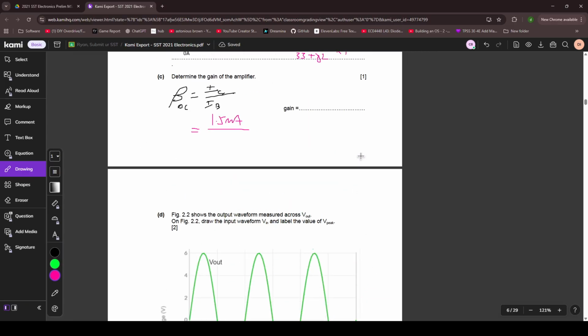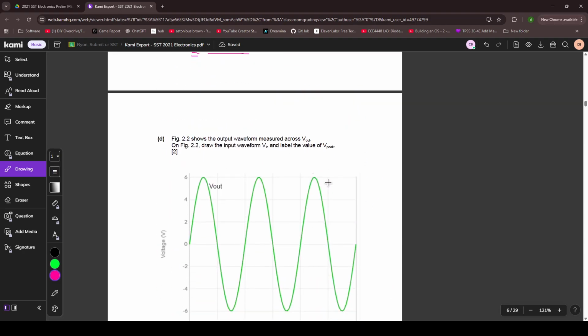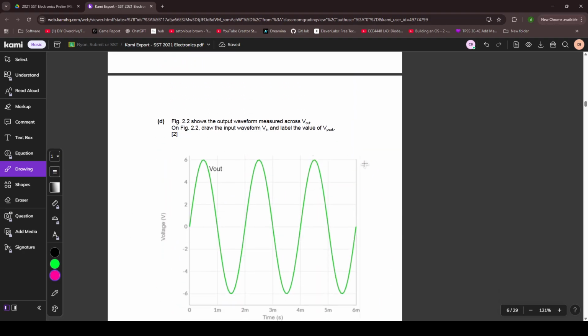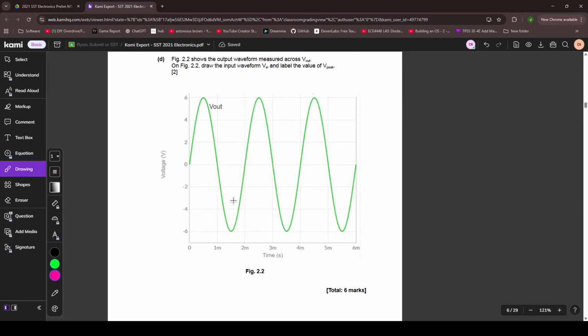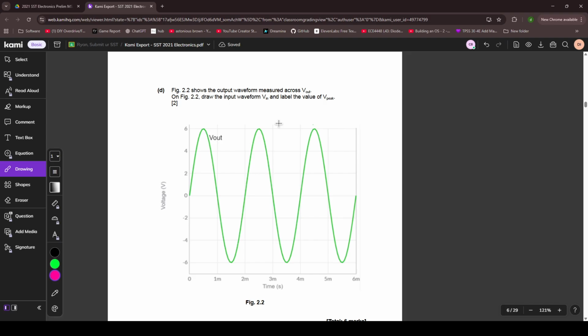Part D, figure 2.2 shows the output waveform measured across V out. Just to let you guys know, this is using a BJT transistor to amplify AC signals, which we don't really touch that much. So I guess this part isn't really useful to us, but I'm still going to go through it anyway. Draw the input waveform on 2.2. Did you draw this? Wow, it looks pretty good. And label the value of the peak.